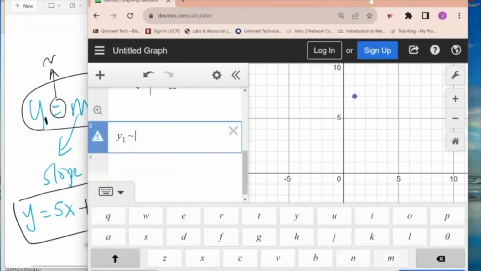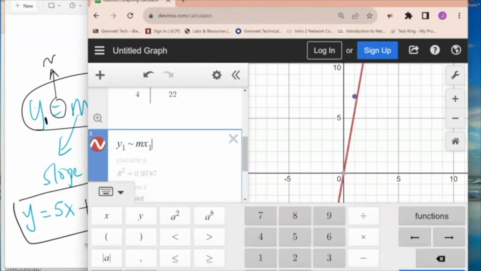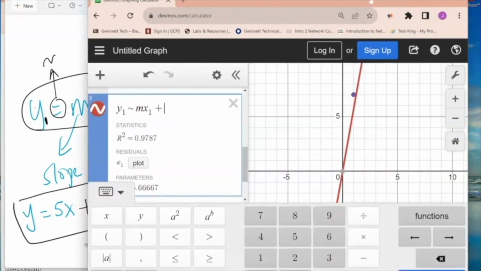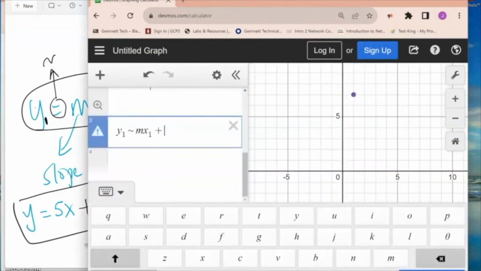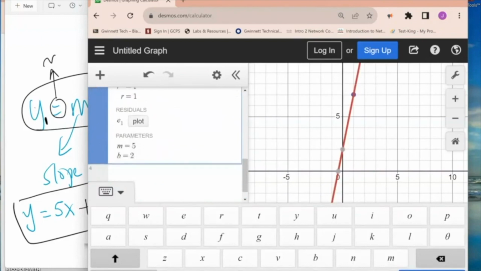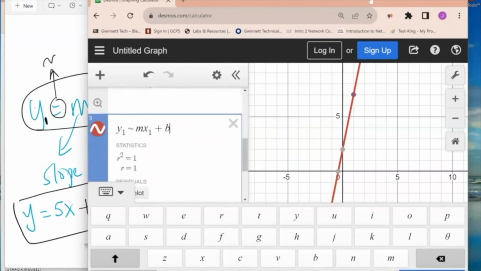Then m, then x sub 1. So put the 1 after it. And then plus b, right? Plus b. All right, when you do that, it's going to give you your m and your b. So if the table is really complicated, you can just put the question in. So once again, you put the table in, you write y equals mx plus b, but you use sub 1 and not an equal sign, but a squiggly line.